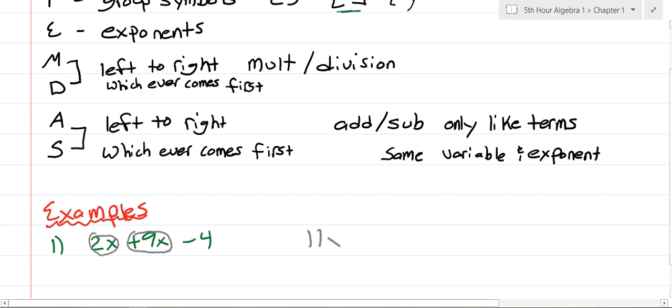Notice I only added the numbers in the front. I'm not changing what's with the x. And then look at the little -4 that's after it. Same thing. There is no like term, so it just stays -4.